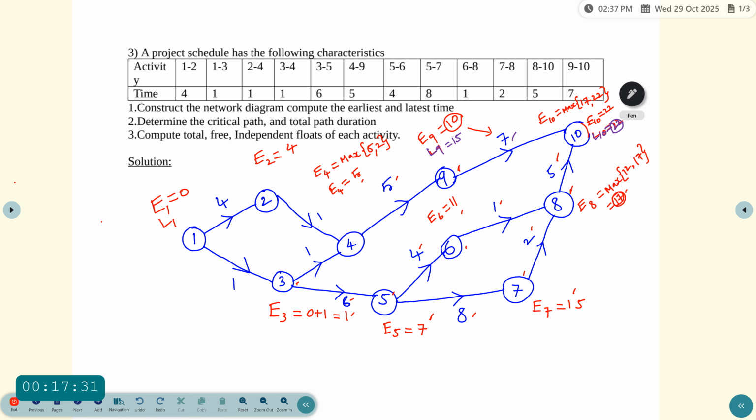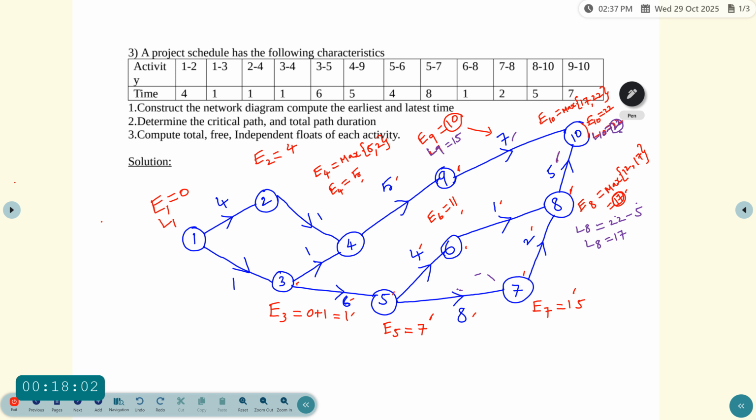Similarly, we have to calculate L8. So L8 comes from L10. So L10 value equal to 22. Again 22 minus the duration 5. So 22 minus 5, from L10 and the duration 5. So 22 minus 5 which is equal to 17.